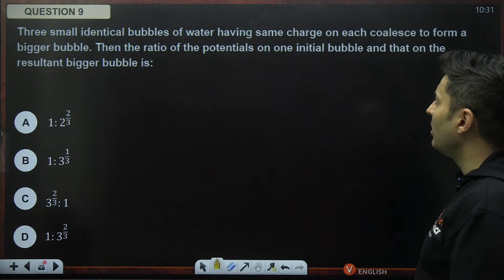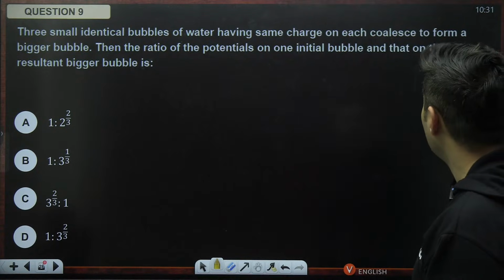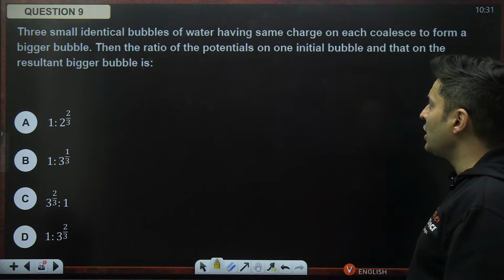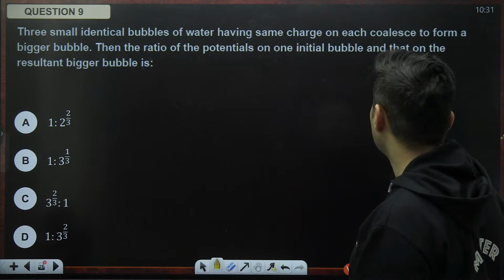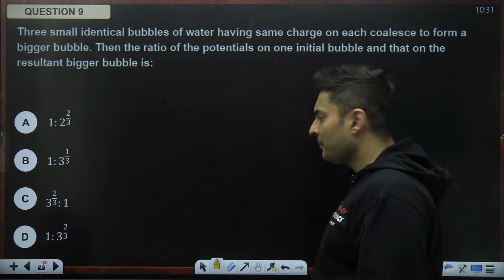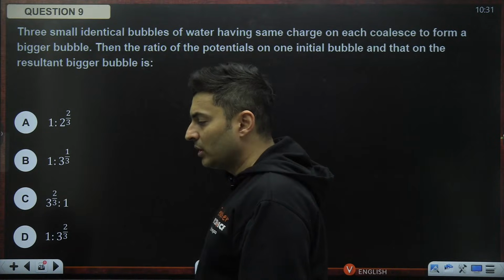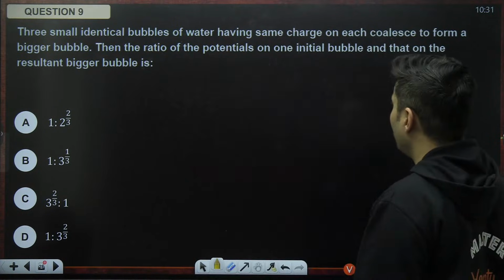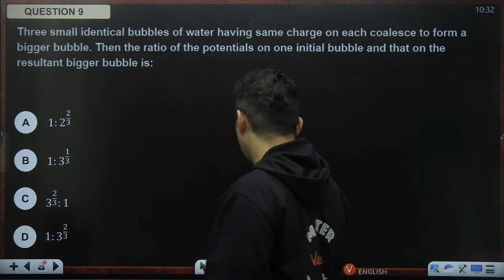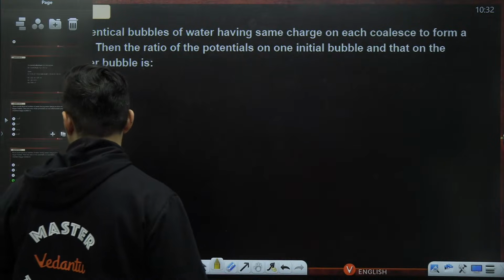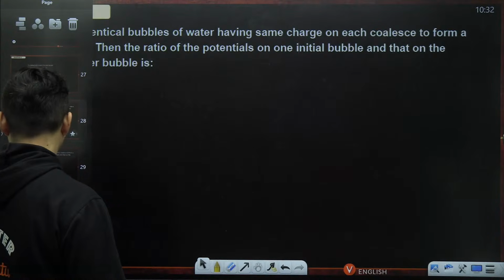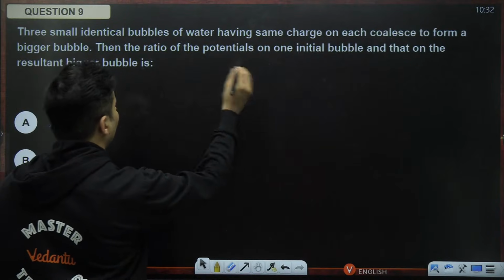Three small identical bubbles of water with the same charge on each coalesce to form a bigger bubble. Then find the ratio of the potential on one initial bubble to that on the resultant bigger bubble. What people do is take the ratio of the potential on one initial bubble to the resultant bigger bubble. The common mistake, I'll come to that, but before that, let's talk about the potential energy.